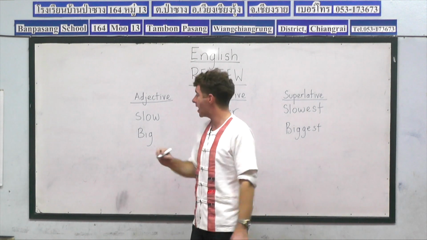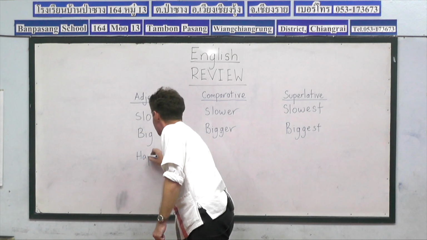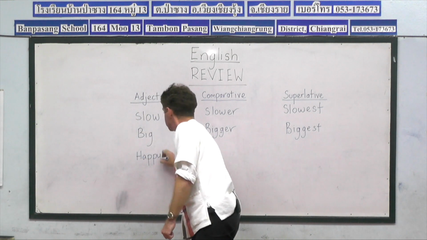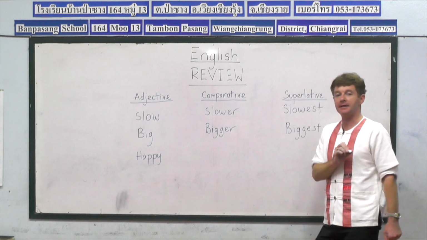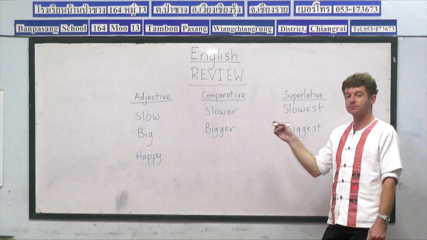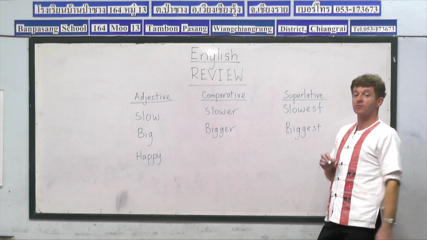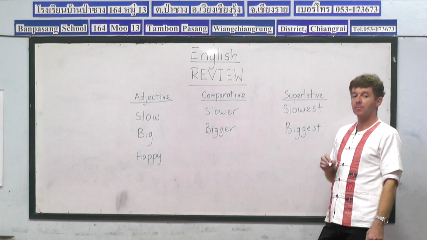Okay, now next spelling rule. Remember the letter Y. So let's think about an adjective that ends in Y. Happy. Happy. Comparative? Happier. What do we need to do with Y? And add?